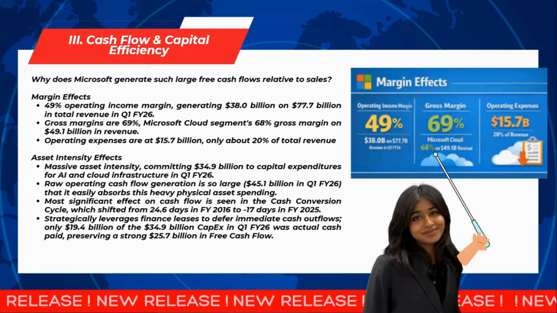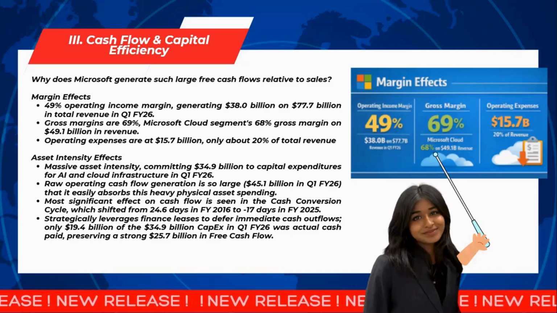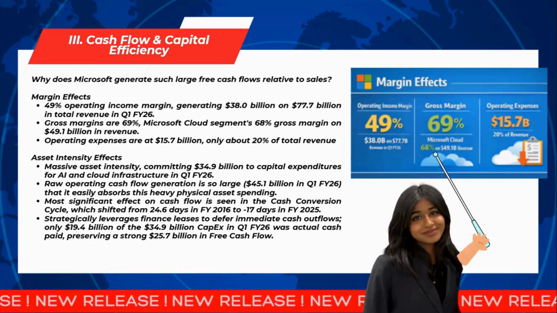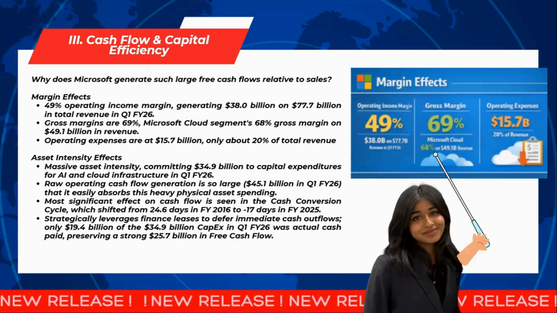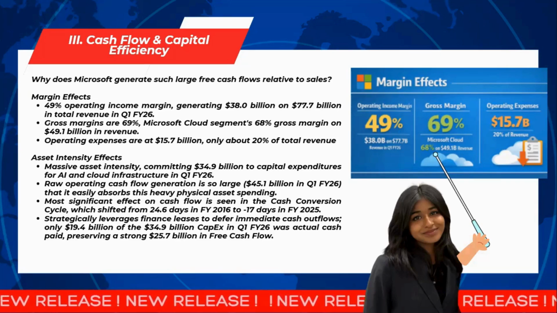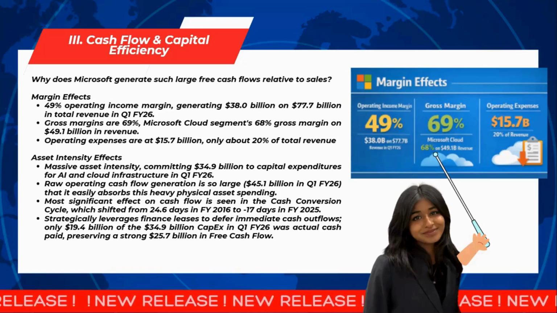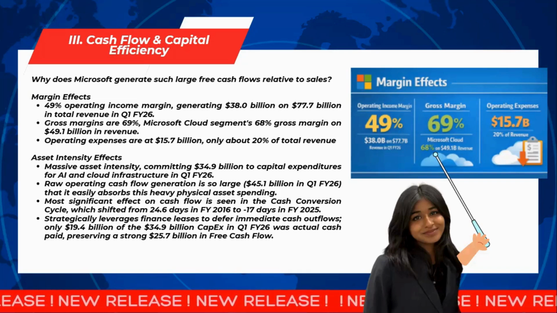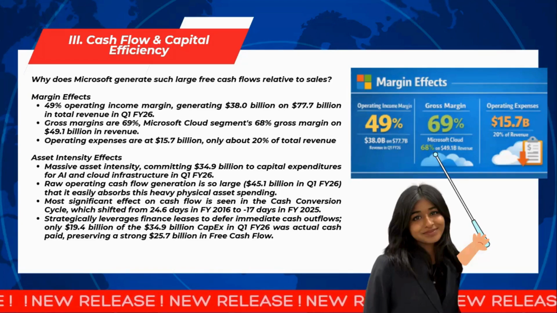And the most significant effect on cash flow is seen in the cash conversion cycle, which shifted from 24.6 days in financial year 2016 to negative 17 days in financial year 2025. Strategically, Microsoft leverages finance leases to defer immediate cash outflows. Only $19.4 billion of the $34.9 billion capital expenditures in Q1 financial year 2026 was actually cash paid, and therefore they preserve a strong $25.7 billion in free cash flows.